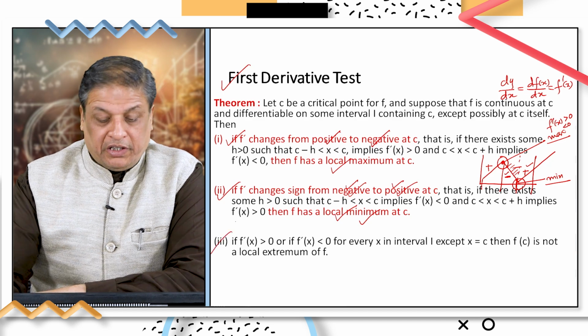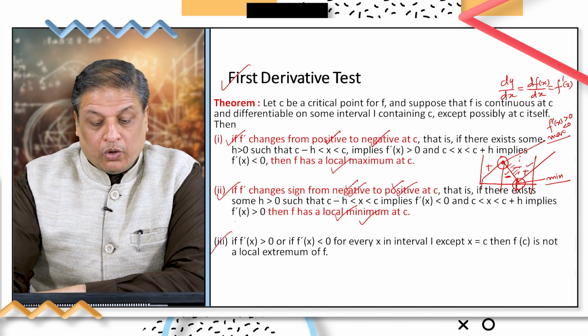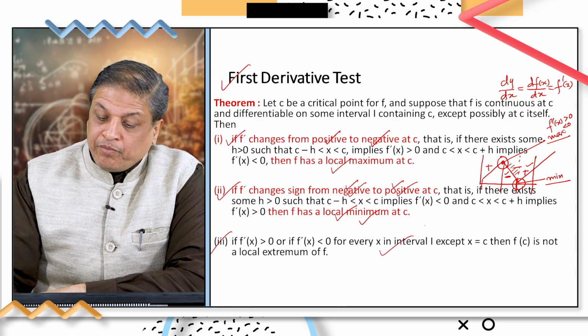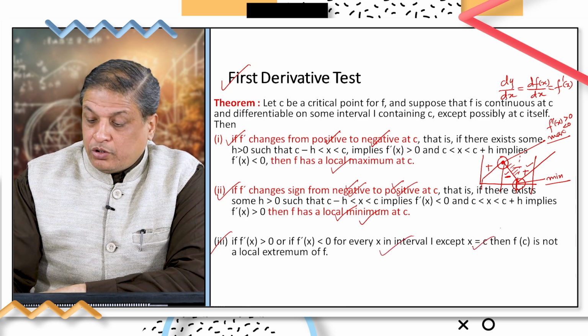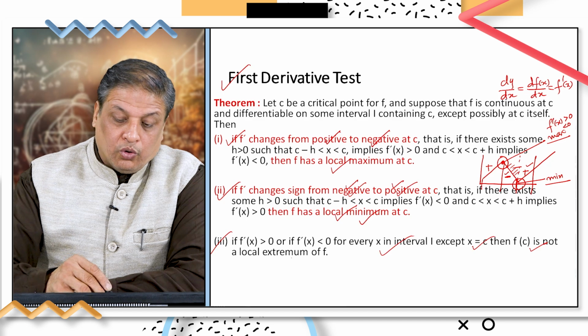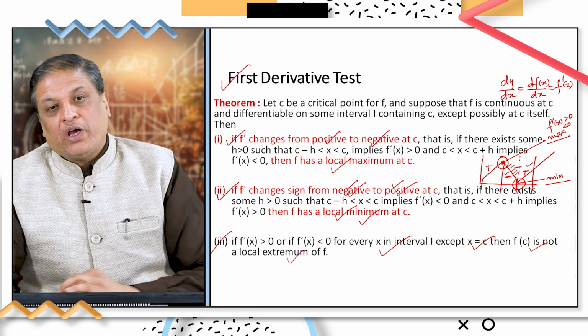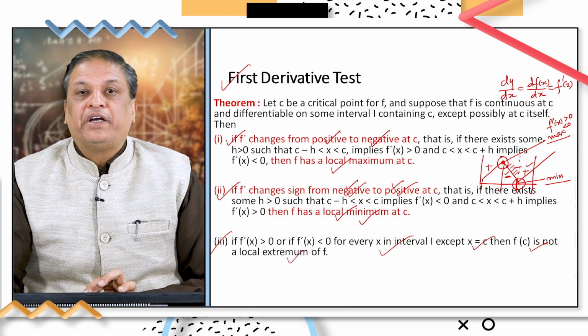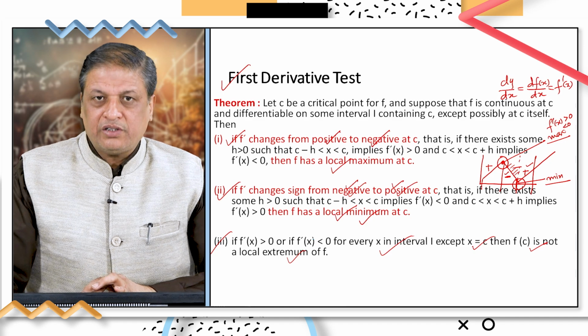There is one more observation: if f dash x is greater than 0 or if f dash x is less than 0 for every x in the interval I except at x equal to c, then f(c) is not a local extrema of f. We are going to understand these things in detail when we solve the numericals.